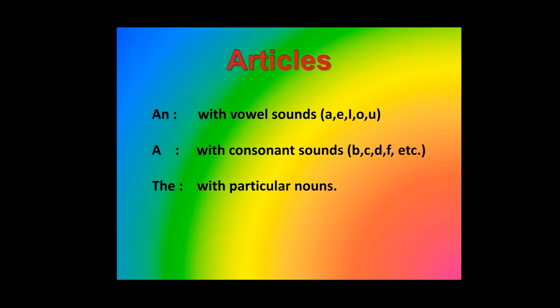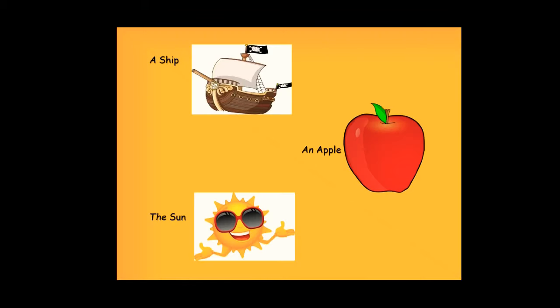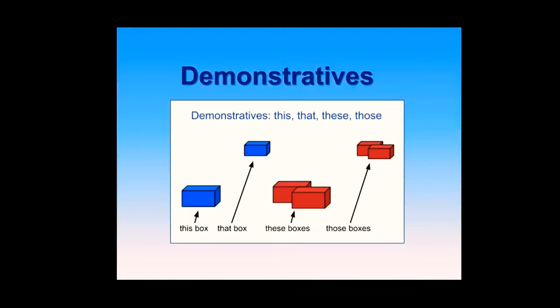Examples include the names of rivers, oceans, mountain ranges, moon, sun, star, famous personality, etc. So these are the examples of articles: a ship, an apple, the sun. A ship represents the consonant sound, an apple the vowel sound, and the sun. Sun is unique.